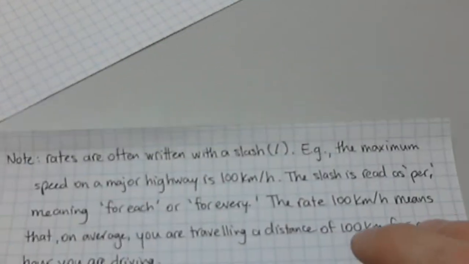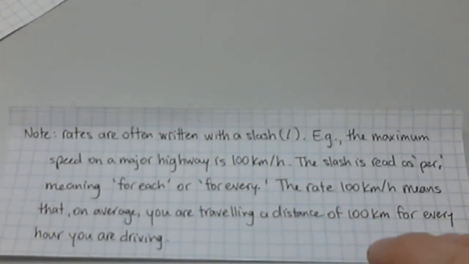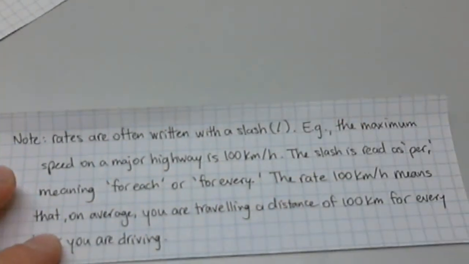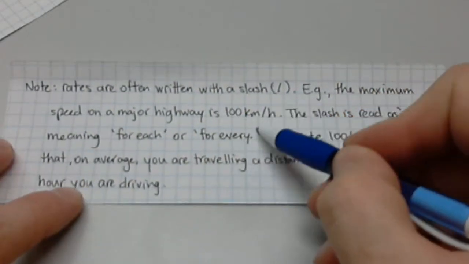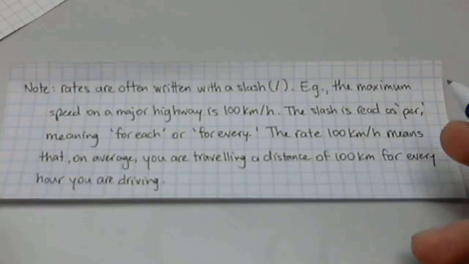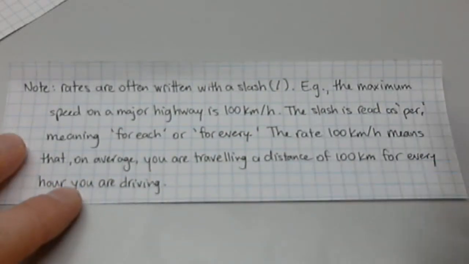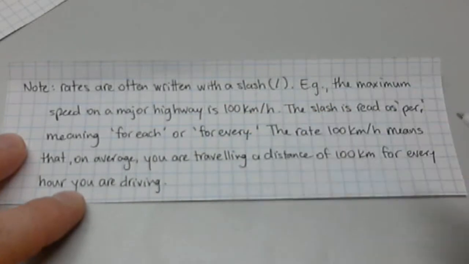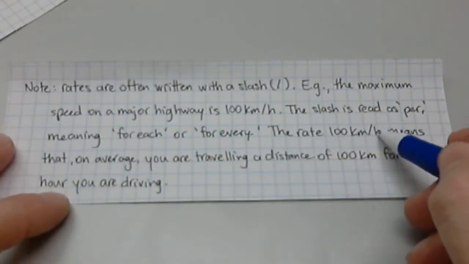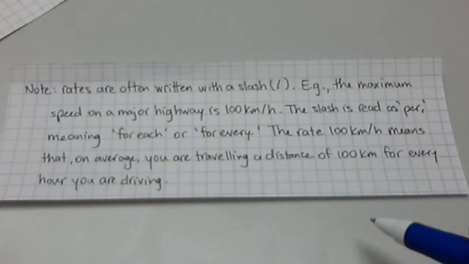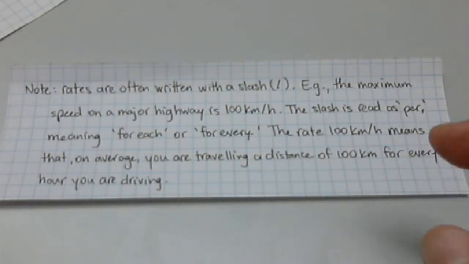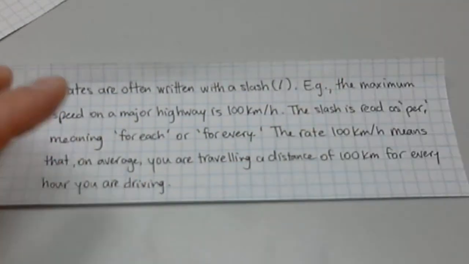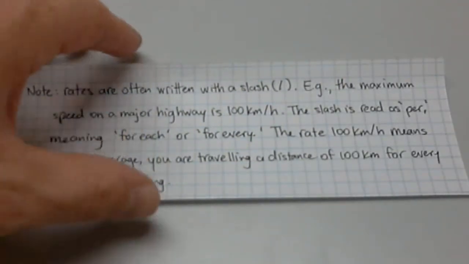Okay? Now, a couple of things. It's important to note that rates are often written with this slash. Okay? For example, the maximum speed on major highways is 100 kilometers/h. Okay? We know that means per. The slash is read as per, meaning for each or for every. So the rate 100 kilometers/h means that on average you're traveling a distance of 100 kilometers for every hour you are driving. Okay, so it's very appropriate to use that slash because it means per. All right, that's important to know when we write rates.